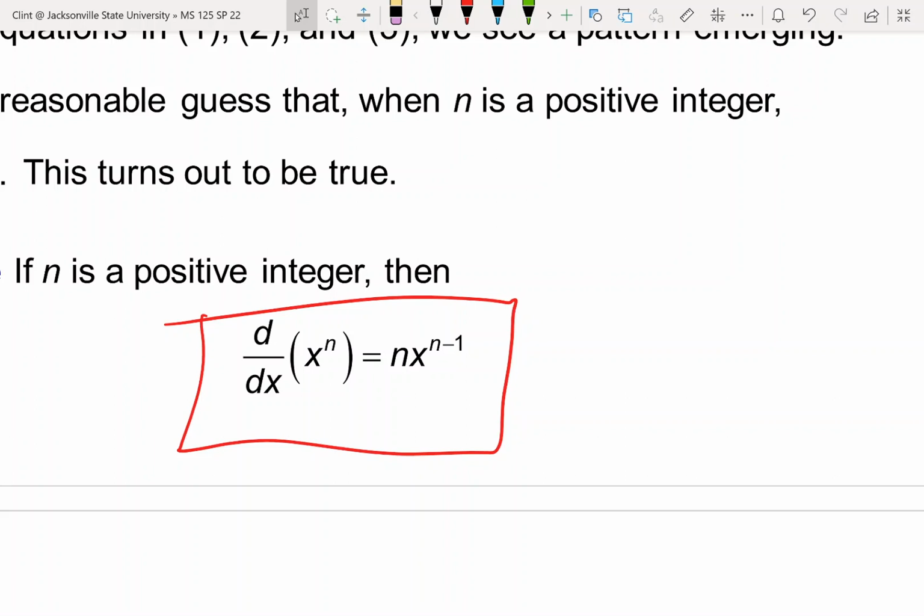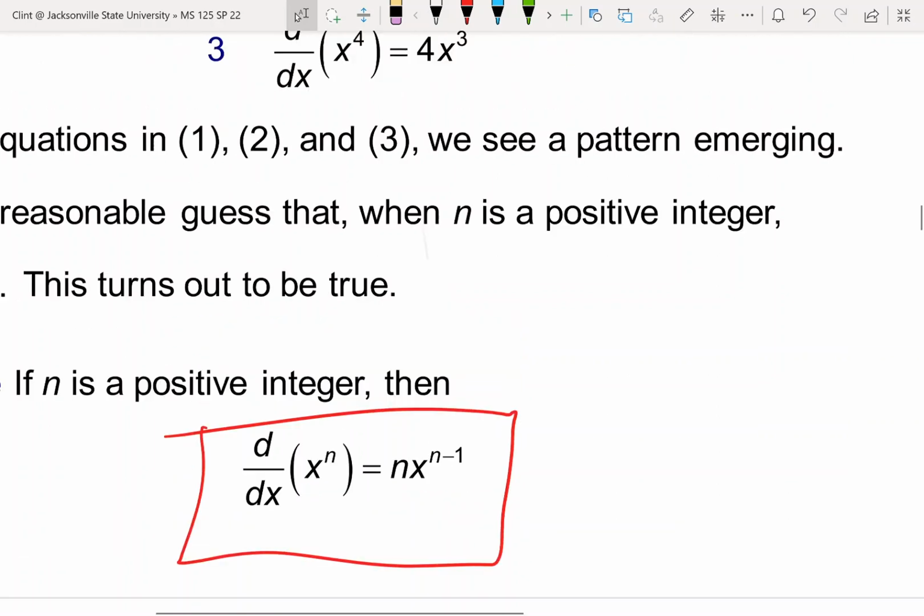We take the exponent and multiply it by the coefficient in front. It doesn't look like that's what's going on here, but you have to remember we have a 1 coefficient. So we take the exponent and multiply by the coefficient out front. There we get n. And then our exponent is going to decrease by 1. We subtract 1 from the exponent.